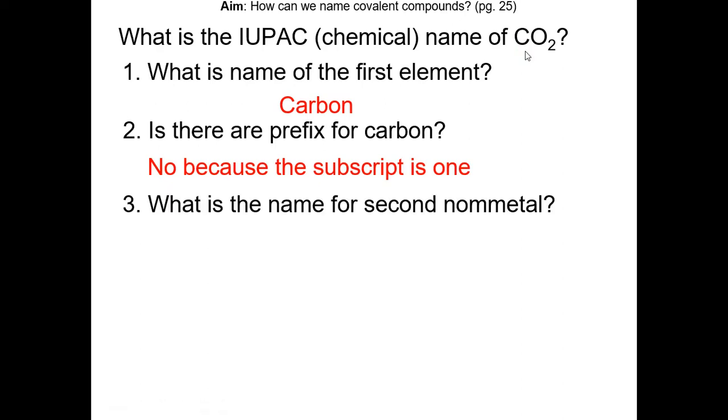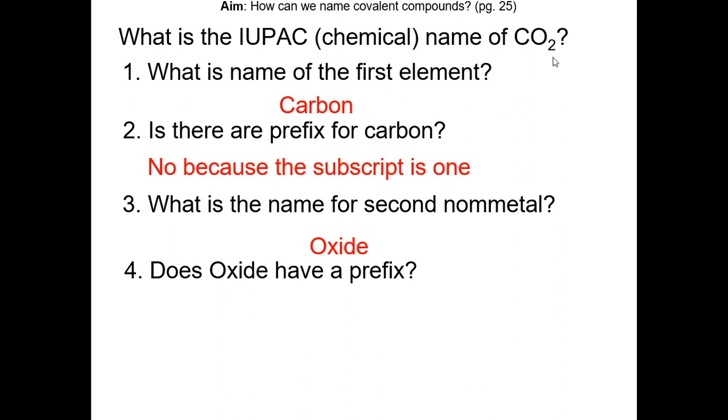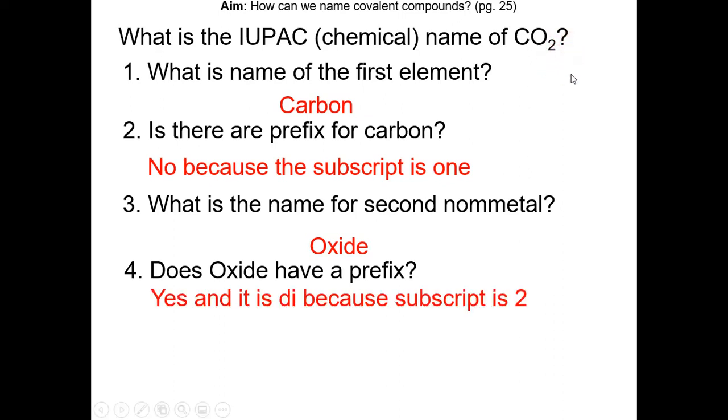The third step is what's the name of the second nonmetal? The second nonmetal is oxygen, and we have to change the ending to IDE. So that's oxide. Does oxide have a prefix? Since oxygen is the second element, it always has the prefix, and since the subscript is 2, the prefix is di. So now you put the two things together, it will be carbon dioxide, the chemical name of CO2.